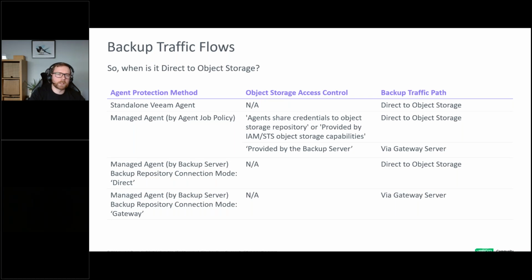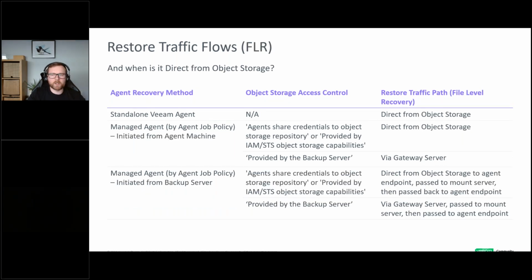Simple enough, right? Well, that last slide might make you think that my presentation was a little bit overkill, but we're not over yet. Let's talk about when data is fetched directly from object storage. We've got an extra scenario here, and this screen is purely focused on the file level recovery aspects. Our extra scenario is whether we use the binaries on the agent endpoint to start a restore or the VBR server. Standalone is direct from object storage, of course.